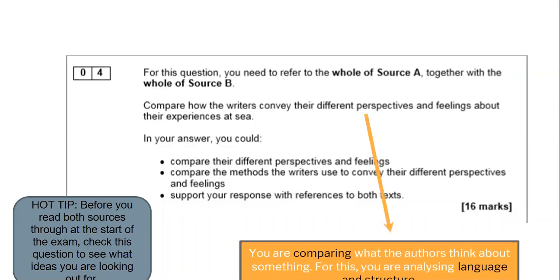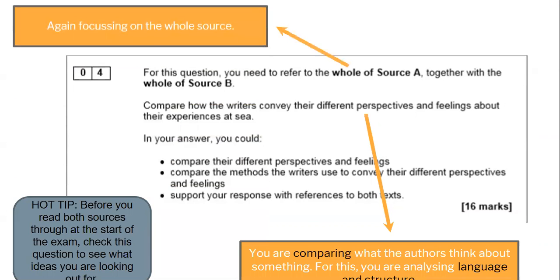Question 4, you are going to compare what the authors think about something. So for this, you will be analysing language and structure, a lot like paper 1, question 4. Okay, but you are going to be specifically comparing. So looking at both texts, so the whole of source A and the whole of source B, and looking at the question. So comparing how the writers convey their different perspectives and feelings about their experiences at sea. Okay, in this instance. So focusing on both sources, the whole source, and looking at comparison writing.